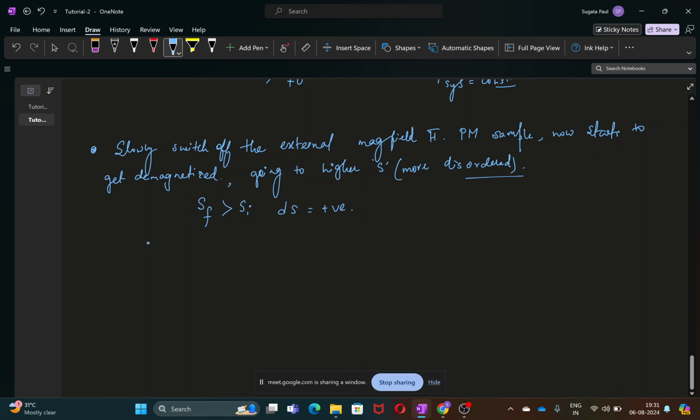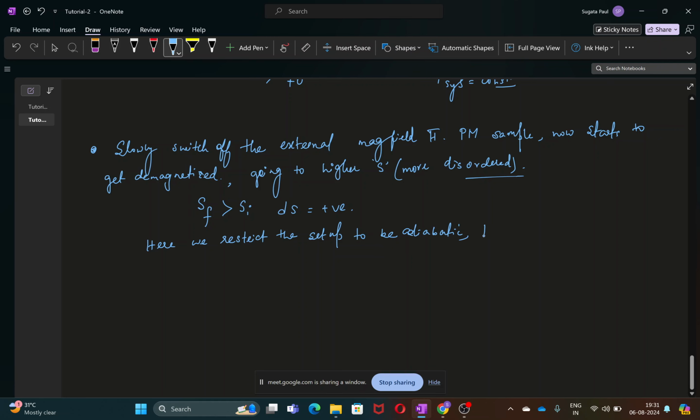And here we restrict the setup to be adiabatic.